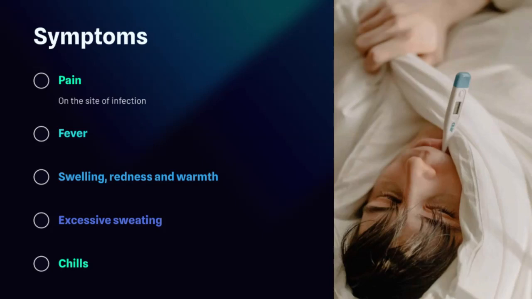patients may experience systemic manifestations such as excessive sweating and chills, indicative of the body's efforts to combat the invading pathogen and restore homeostasis. By recognizing these symptoms, clinicians can promptly initiate diagnostic investigations and therapeutic interventions, aiming to alleviate patient discomfort and prevent complications associated with untreated osteomyelitis.